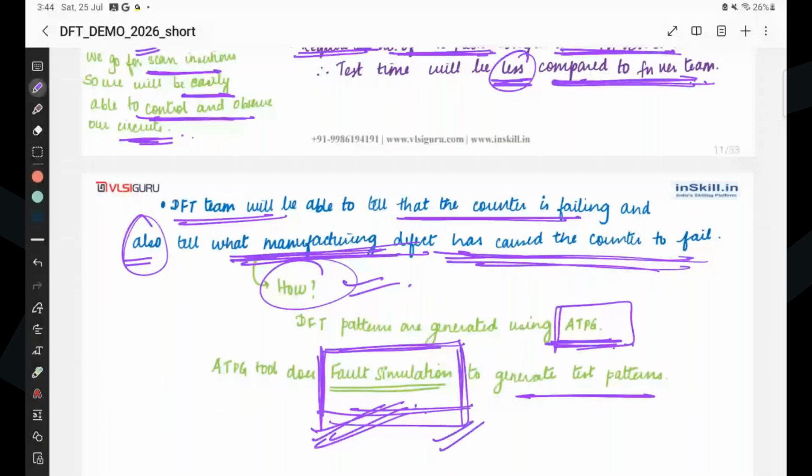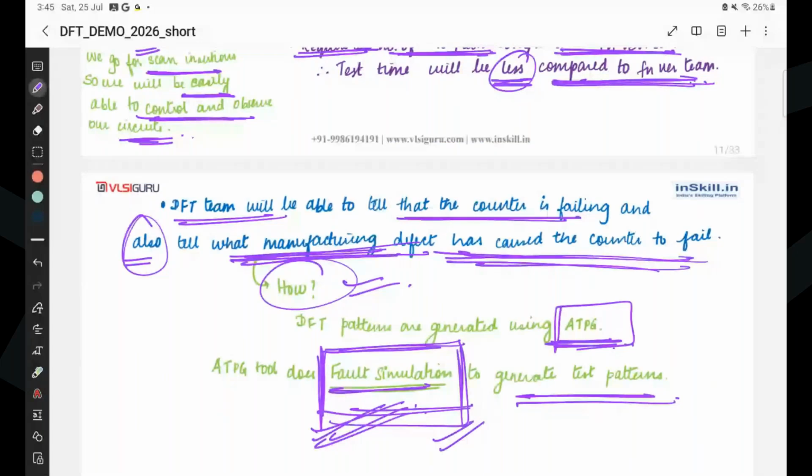The ATPG tool does fault simulation in order to generate the test patterns. So as the ATPG tool does fault simulation only to generate the test patterns, if a particular pattern fails, the diagnosis tool will be able to give the possible manufacturing defects that could have occurred. I will try to give you a theoretical overview when we do the course, on how the diagnostic tool will be able to tell the possible manufacturing defect that could have occurred.